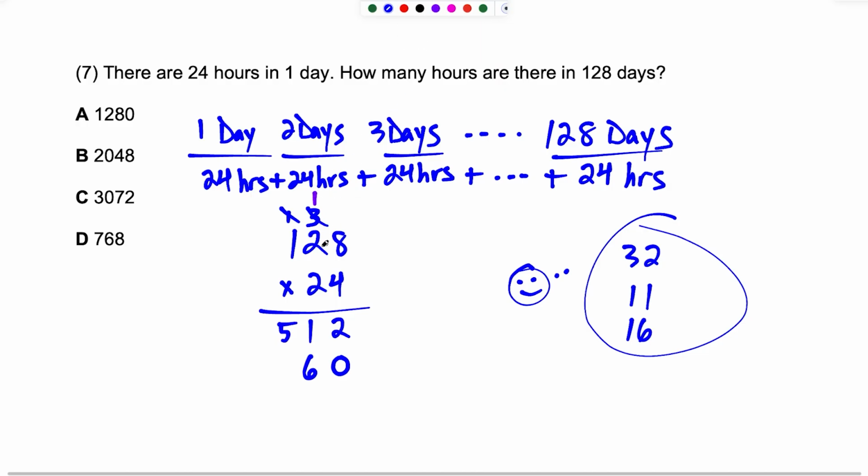And now next, we have 2 times 2 is 4, and 4 plus 1 is equal to 5. Okay, and we don't have to carry anything over because 5 is a single digit number. And then finally, we do 2 times 1 is 2, and now we could add everything up. Okay, so we're going to do 2 plus 0 is 2, 1 plus 6 is 7, 5 plus 5 is 10, so we have a 0 and we carry the 1, and then 1 plus 2 is equal to 3, so there are 3,072 hours in 128 days. So choice C is our answer.